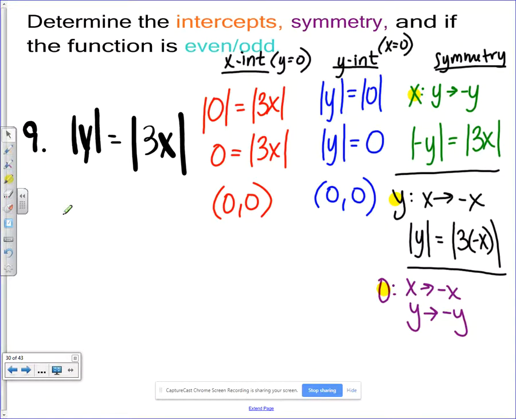What's it look like? Should be an x. But it's not an x that cuts straight through the quadrants, right? Isn't it a little skinnier? It's a little skinnier because of that 3x out front.